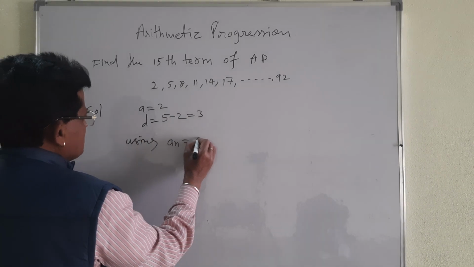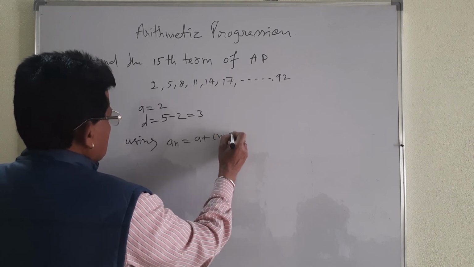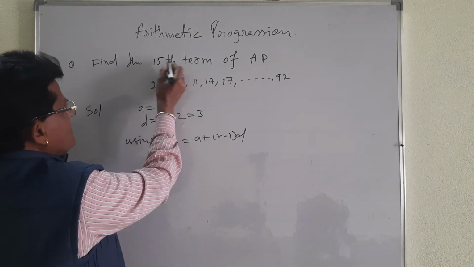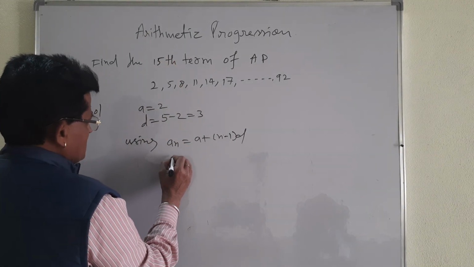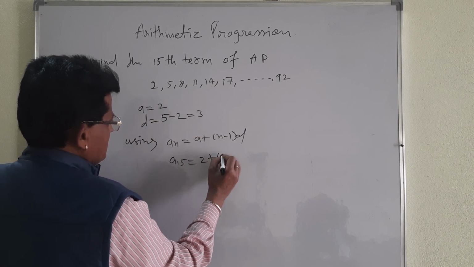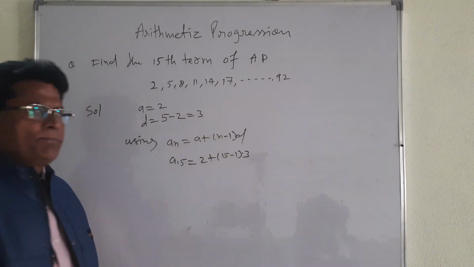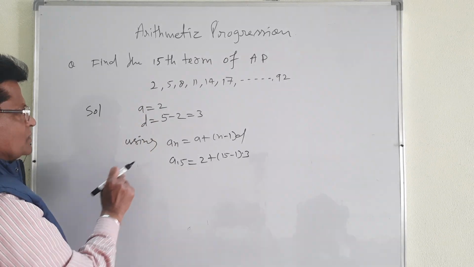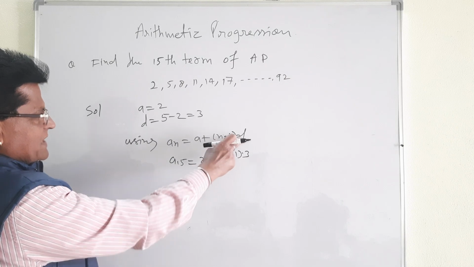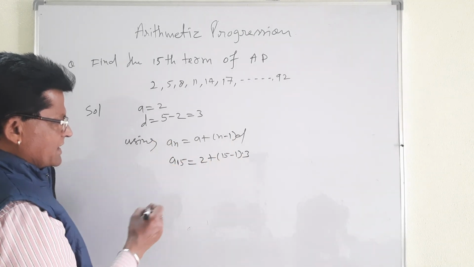Using the formula, that is a_n equals a plus (n minus 1) d. In place of n you will write 15, because I am going to find out the 15th term. Then a_15 will be equal to a, what is the value of a? 2. And in place of n minus 1 you will write 15 minus 1, and multiply by d, which is 3. Very simple: substitute the values. First term is 2, common difference is 3. In place of a you write 2, in place of d you write 3. But the 15th term we are going to find out, so in place of n we will write 15.